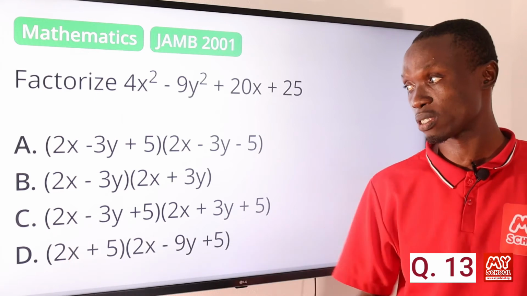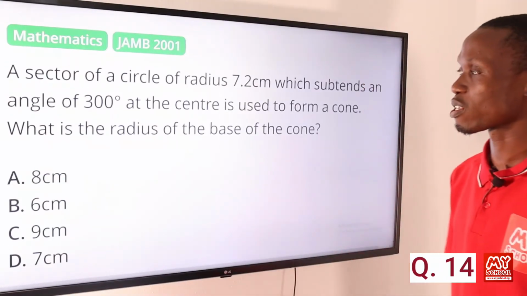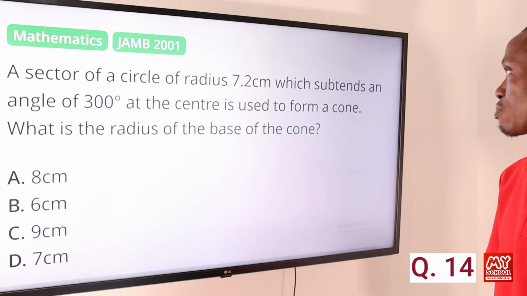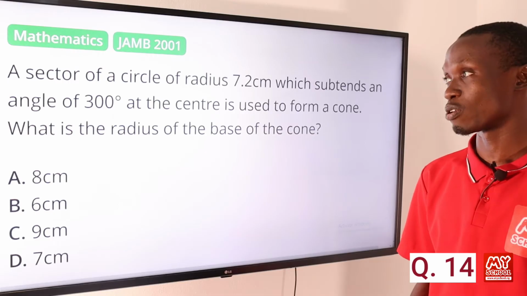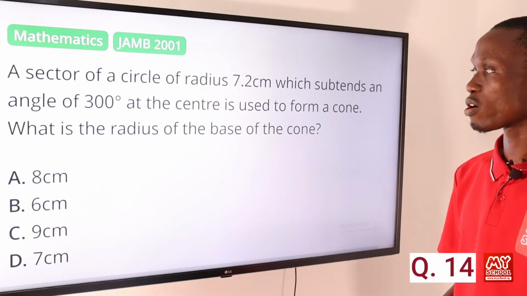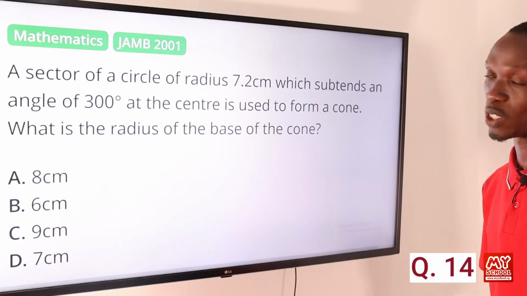Okay, so that makes option C the correct answer to this question. Question 14. A sector of a circle of radius 7.2 centimeter which subtends an angle of 300 degrees at the center is used to form a cone. What is the radius of the base of the cone?